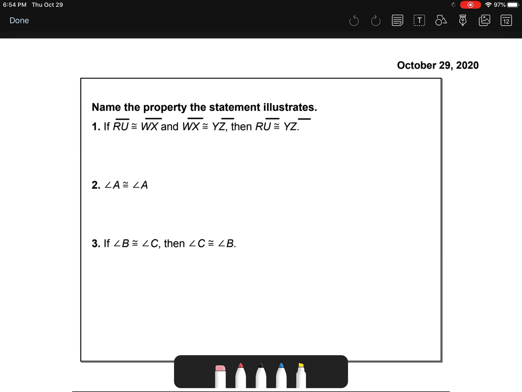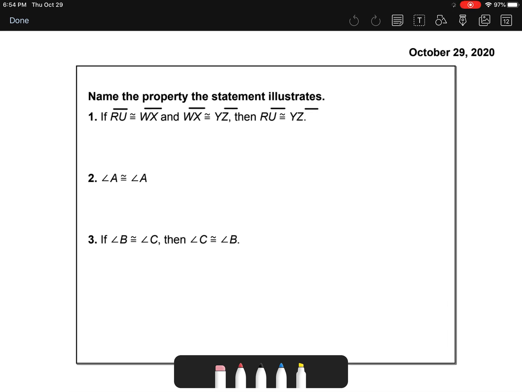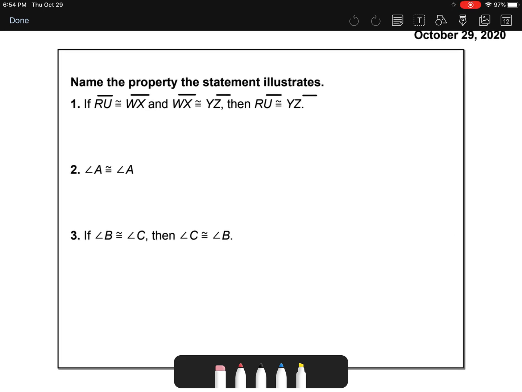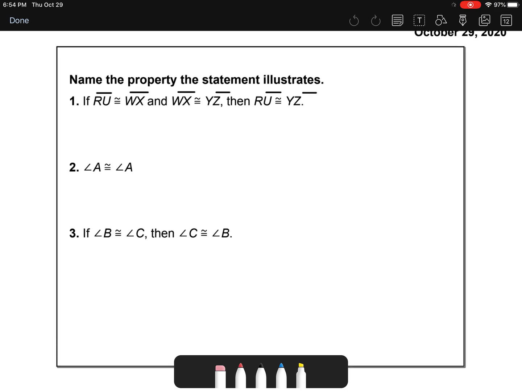We're going to have a statement, and we're going to have a reason to back it up. So anytime we say something or write something, we have to have a reason for doing it. We can't just say it is because we think it is. So we're going to start off first with some properties, just to review some of those basic properties that we had earlier this school year in our previous lessons.